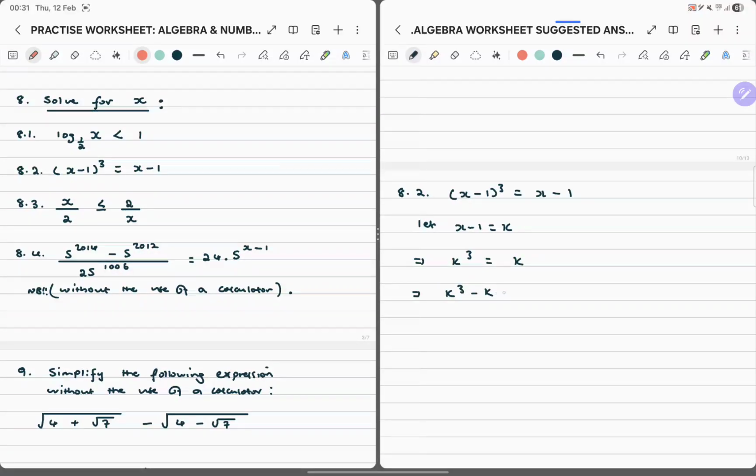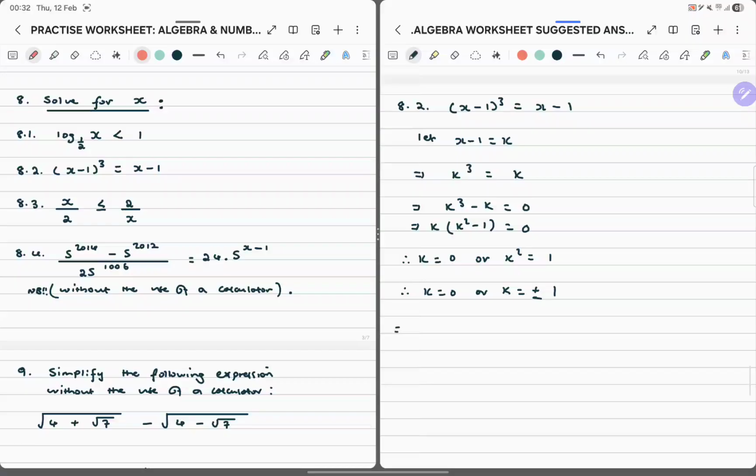k cubed minus k is equal to 0. Highest common factor is k. We get k times k squared minus 1 equal to 0. We can say therefore k is going to be 0, or k squared is equal to 1. All right. Therefore k is equal to 0, or k is going to be equal to plus or minus 1.